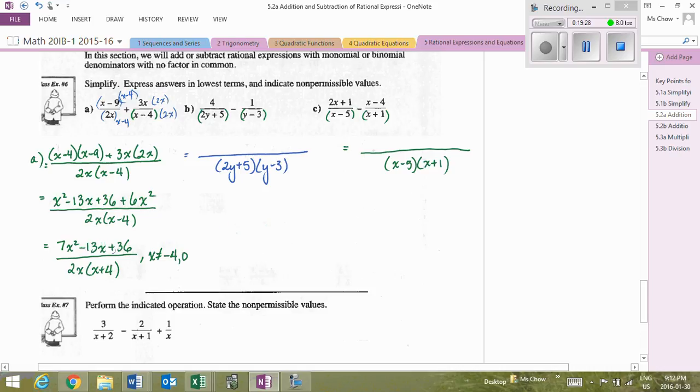And I'm just going to write out my restrictions, which are x cannot equal 0, that factor of 0 would cause the whole denominator to be 0, and x cannot equal negative 4, and that's from that binomial.